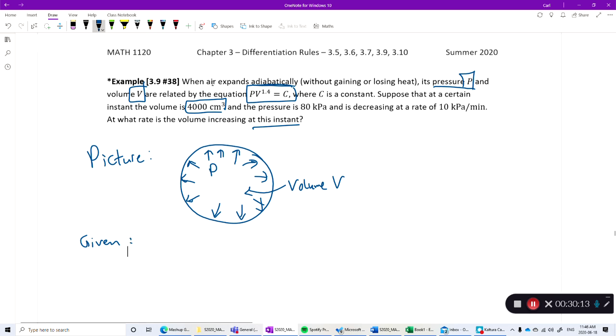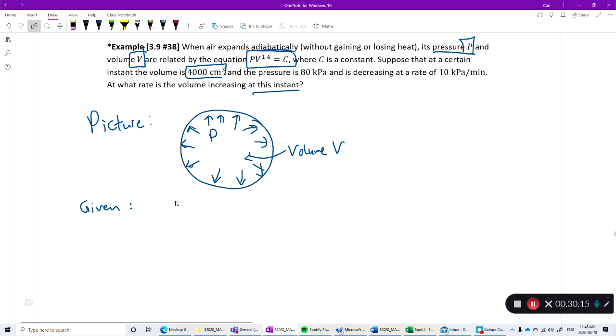Now we're actually given that. Now we're given the relation here, but I wouldn't put that there. We're given the relation itself, so let's put that down here. We're given that P times V to the power of 1.4 is a constant. It's a different kind of given than what we're usually given.